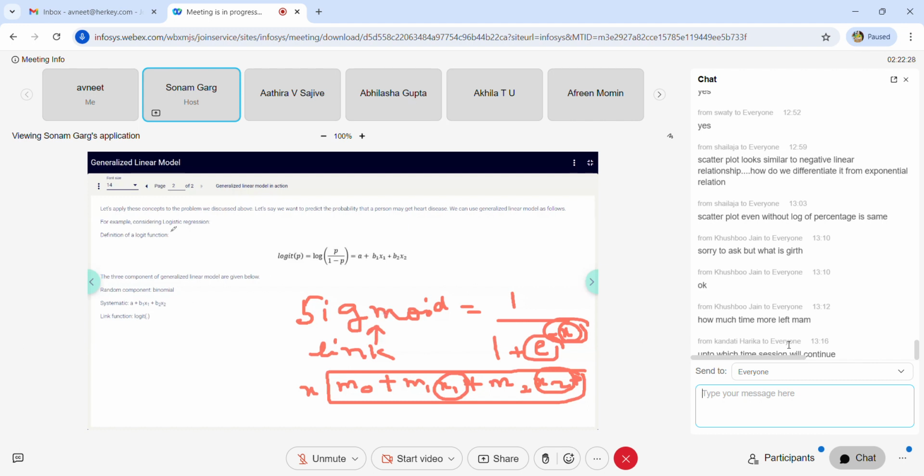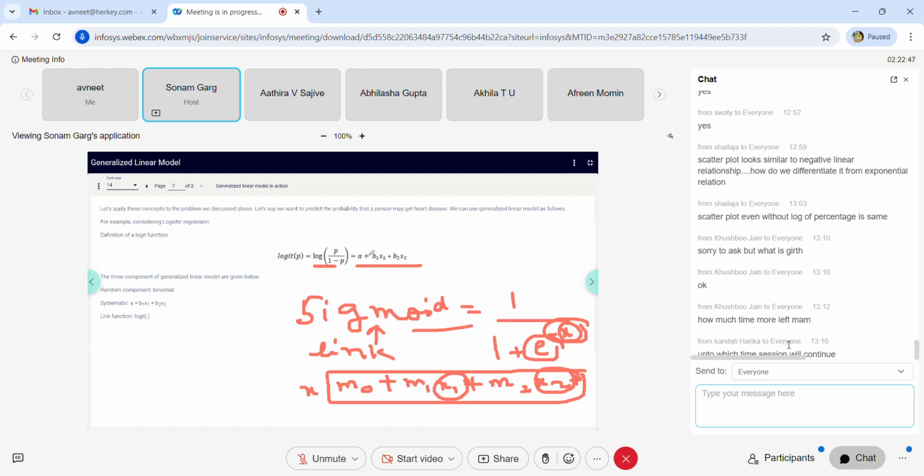So in case of logistic regression, we have used this. The inverse of the logistic function will be your logit function. So the logit function, if you find, gives you log p upon 1 minus p, which is nothing but this.